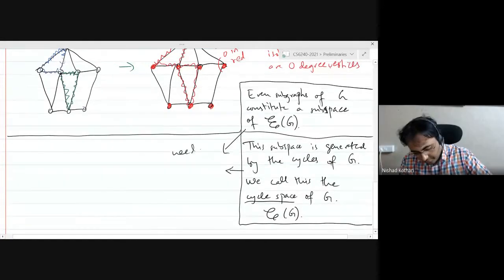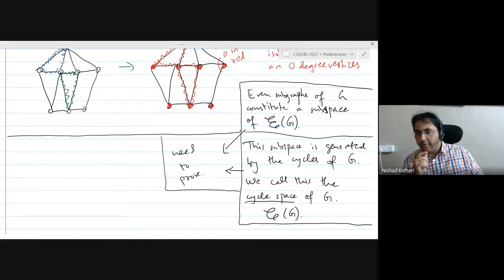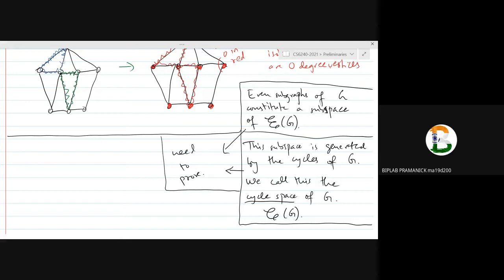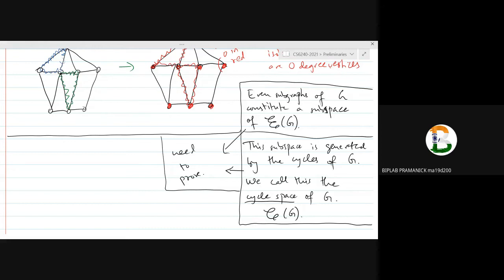Sir, you told that even subgraphs of G constitute a subspace of the edge space, correct? Yes, that's right. But my question is, for a subspace we know that if U and V belong to this space, then U plus V belongs to the subspace. But what is the notion of the plus here? Symmetric difference. Okay. Thanks. And multiplication? Standard multiplication. 1 times 1 is 1, everything else is 0. I think this is the scalar multiplication, correct? Yes.